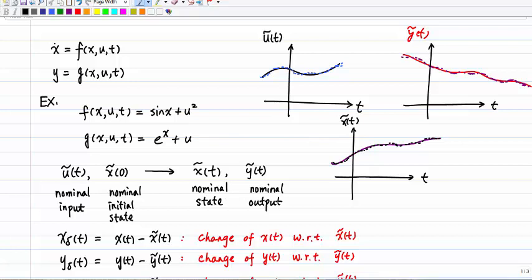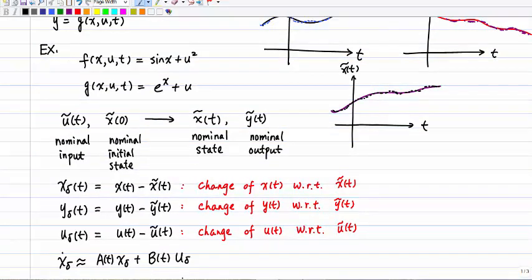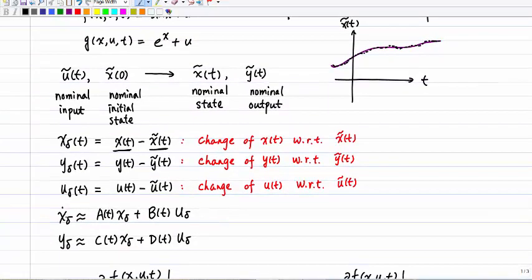We define the difference between the actual state for a new control input and the nominal state. Similarly, we define the difference between y(t) and y tilde(t), and u(t) and u tilde(t). They are related. This delta means the change of x(t), y(t), or u(t) with respect to their nominal values. Once we have that, x delta dot is approximated by A(t) x delta plus B(t) u delta. Y delta is approximately given by C(t) x delta plus D(t) u delta.